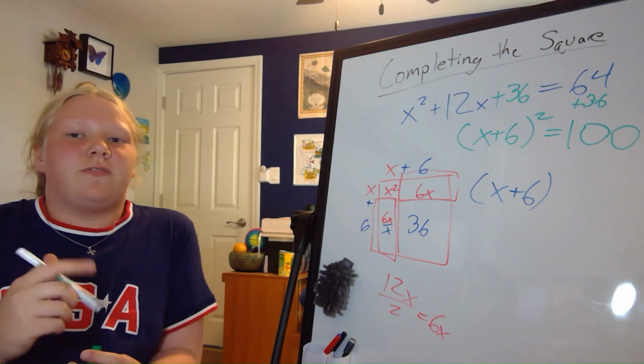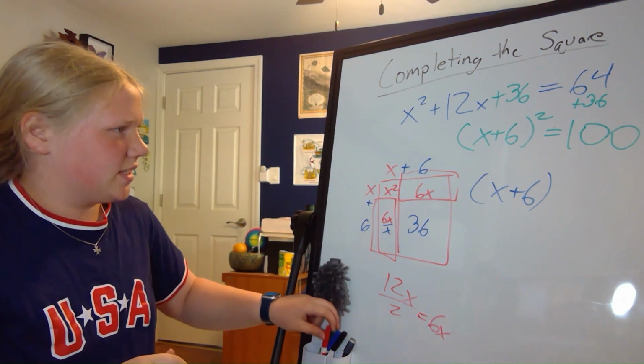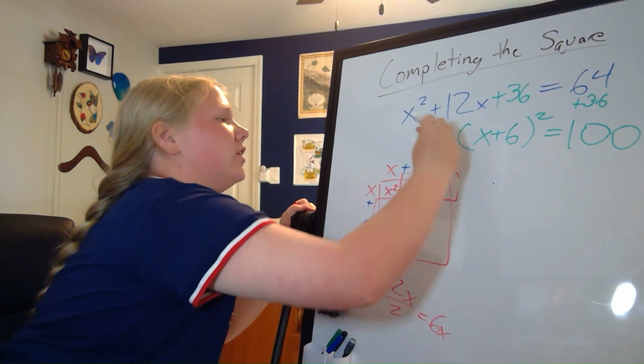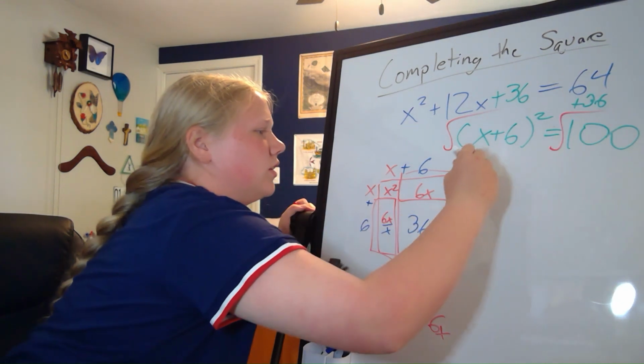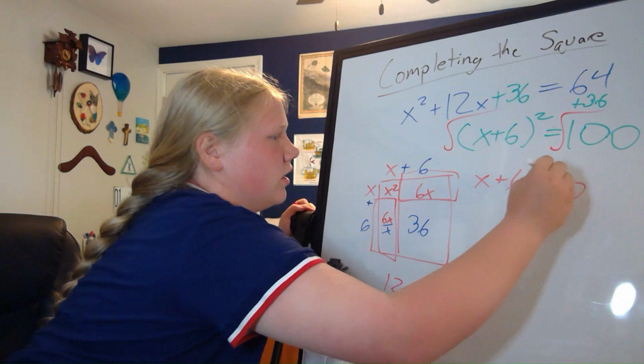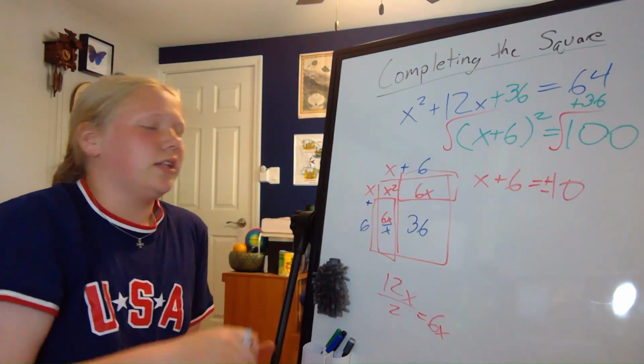And if you can't tell, this is actually a nice example. It might not always be this nice, but more or less, you're just going to take the square root of both sides. So this is x plus 6 without the squared equals plus or minus 10. Don't forget, because it's square rooting. And then you would solve out for the answers.